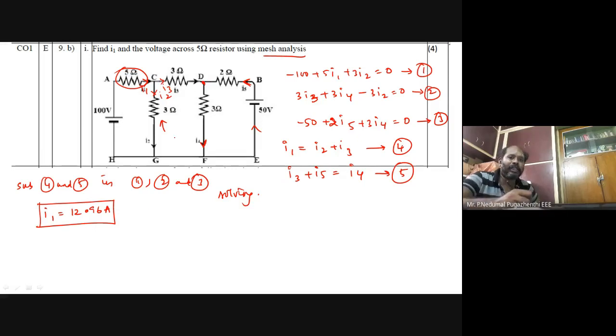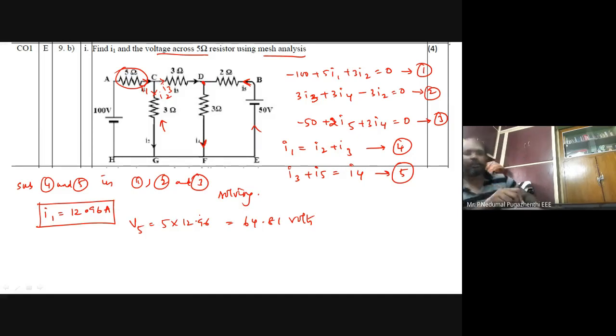The voltage across this particular 5 ohm resistor: to know its current, I got 12.96. So V5 is equal to 5 into 12.96. I am getting 64.81 volts. This is one way to do that. The other way, I told you what that other way is.